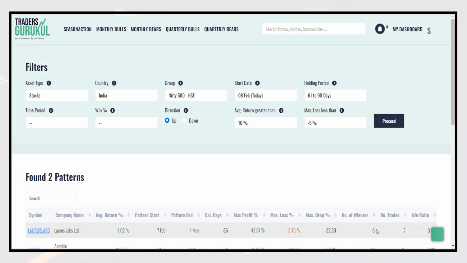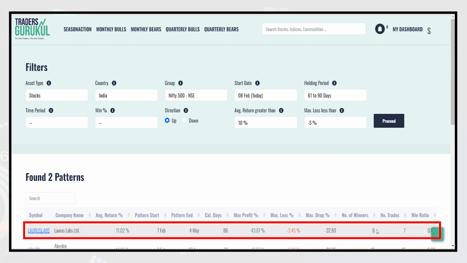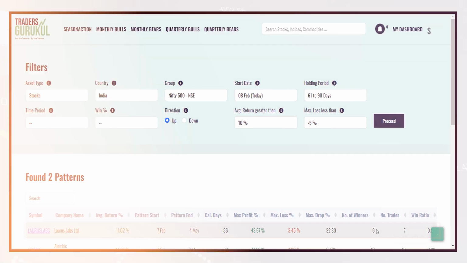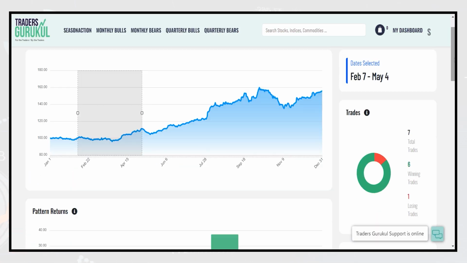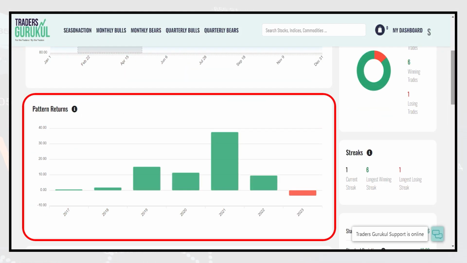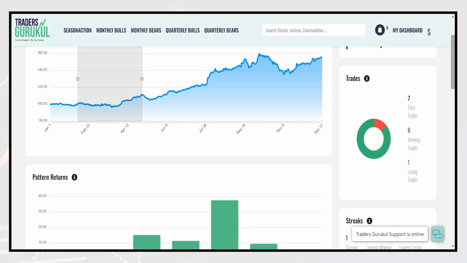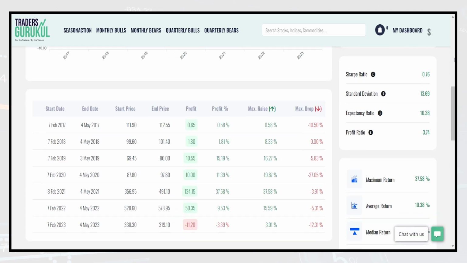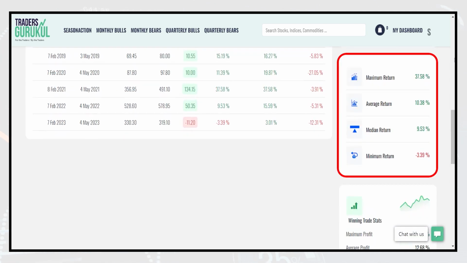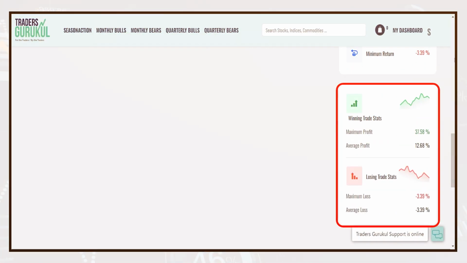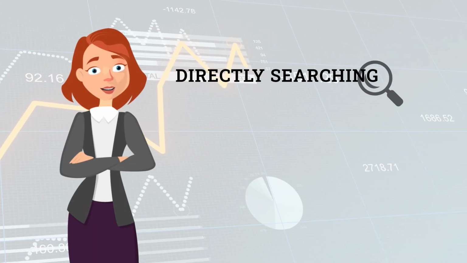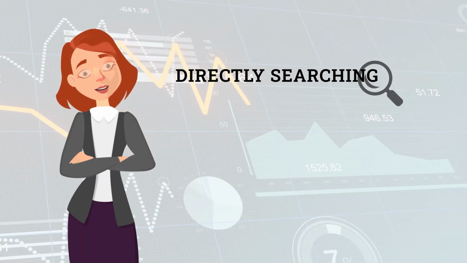Voila! Our algorithm finds two patterns. Choose a stock from the found patterns. Now uncover the best time to invest. Pattern returns over previous years, winning and losing streaks, Sharpe ratio, profit ratio, maximum returns, and average returns with trade statistics.